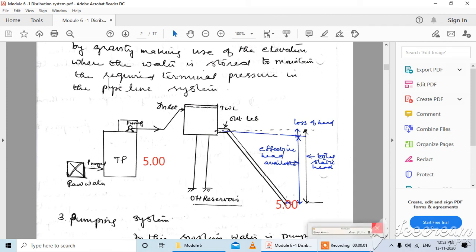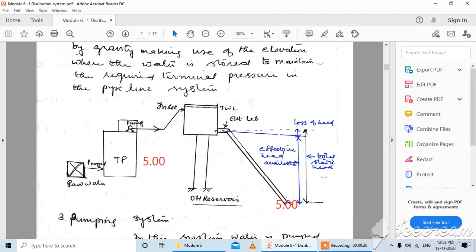Okay, so we were discussing that when the reduced level at the point where we want to supply water is the same or less than the required pressure, that means the available pressure is less than the required terminal pressure for supplying water, then you have to construct an elevated reservoir. That is what we were discussing.